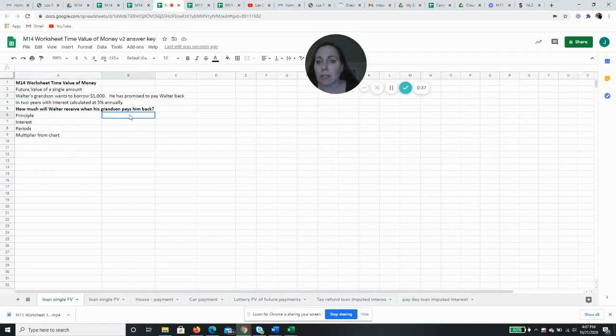So let's do our calculation. The principal is $1,000. The interest is going to be 5% annually. Okay, so we'll calculate the 5% every year, and it's going to be over 2 periods because Walter's grandson is going to pay him back in 2 years. All right. So we can do this one of two ways. We can do it in Excel or we can use the multiplier from the chart. So let's start by going to our chart.